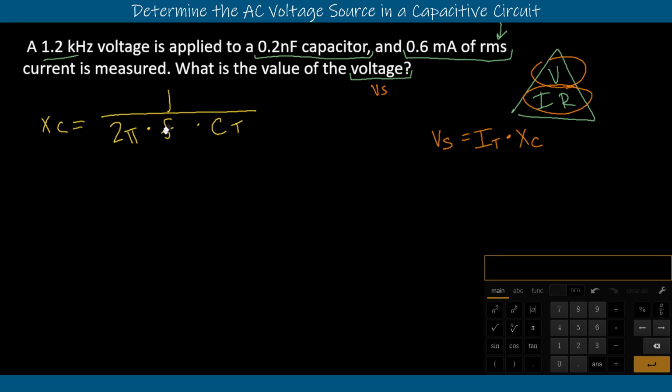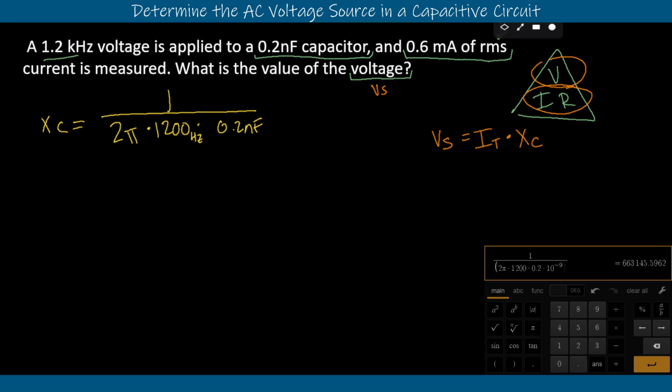The frequency was given to us at 1200, that's in hertz. And our CT was given to us. We only have one capacitor, so it's 0.2 nanofarads. So we'll plug that in: 1 over 2 pi times our frequency of 1200 times our 0.2 times 10 to the negative 9. And that is our total capacitive reactance for the circuit.